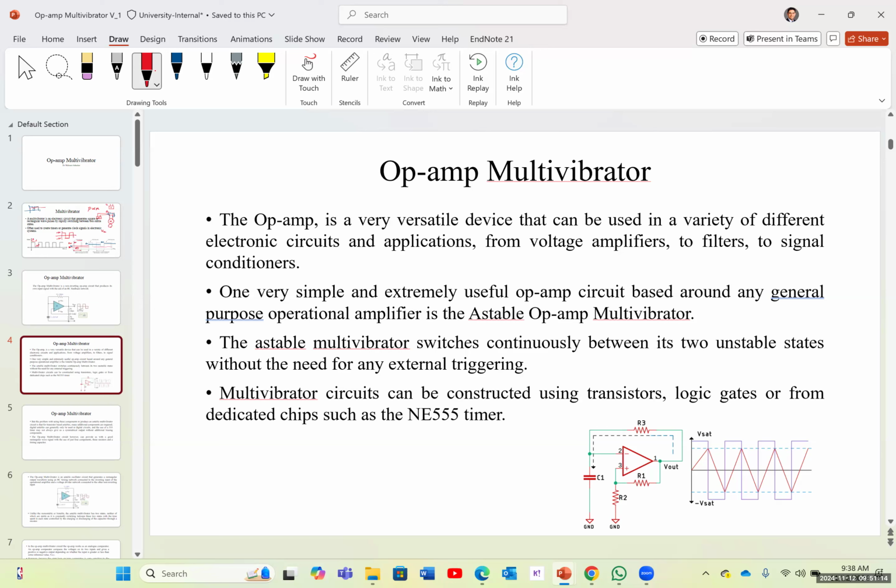And we mainly want to work with astable. We don't want to discuss bistable circuits, because we don't have a lot of use for them. This type of op-amp multivibrator, the astable multivibrator, continuously switches between 2 unstable states without the need of any external triggering. The 2 unstable states that it has are usually its positive saturation voltage and its negative saturation voltage.